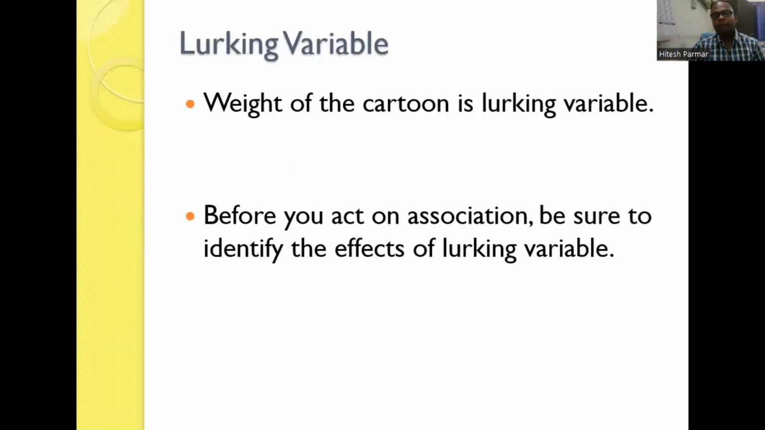So here the problem area is what? Lurking variable. What is a lurking variable? Weight of the carton is the lurking variable. As soon as we bifurcate the data based on the weight of the carton, the picture has changed. So before you act on the association, be sure to identify the effects of a lurking variable. Always think whether any lurking variable is present or not, because if you bifurcate the data, the result will be different.